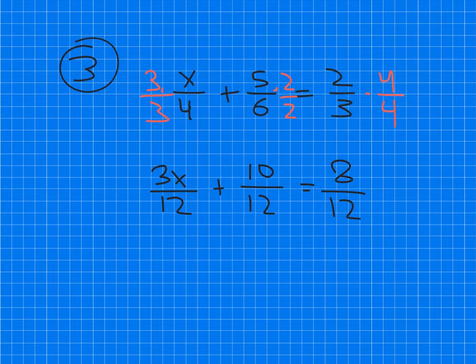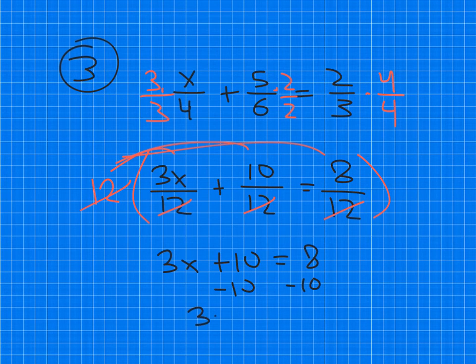Now what I can do is actually cancel out the denominators. All the denominators are 12, so I can multiply the whole equation by 12. And when I distribute that 12 to all three, each 12 gets canceled out. I'm just left with this nice easy equation, 3x plus 10 equals 8. Subtract 10 from both sides. 3x equals negative 2. And then when I divide both sides by 3, I get x equals negative 2/3.